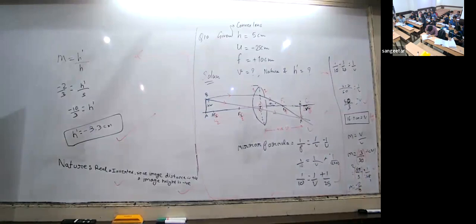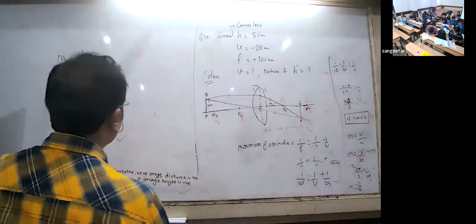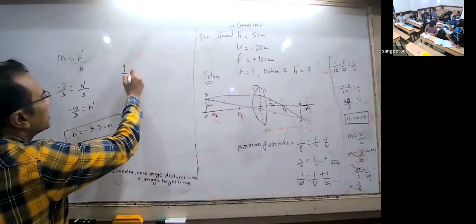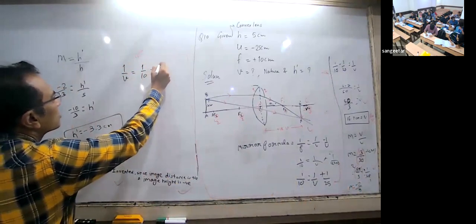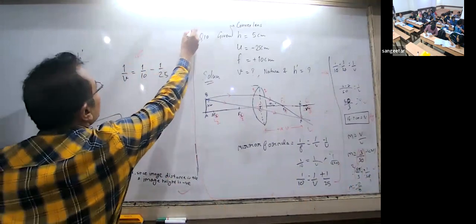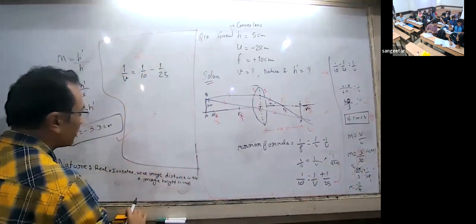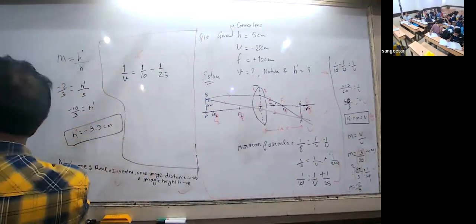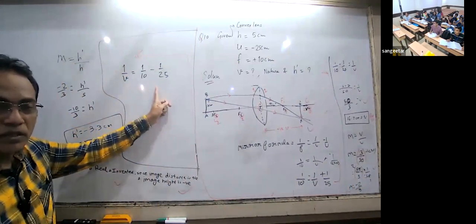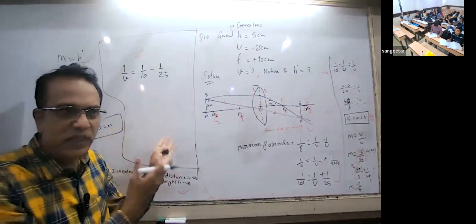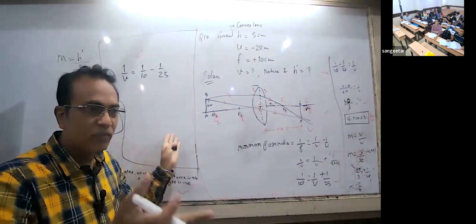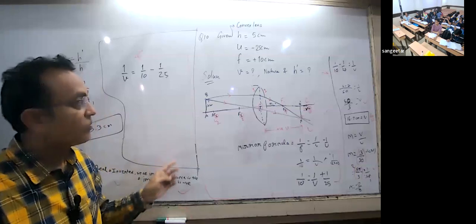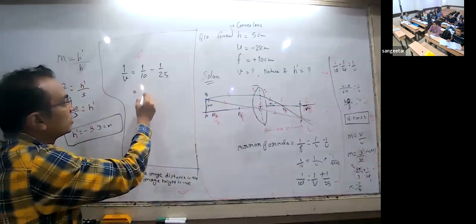This is mathematics, dear. Fraction 1 by 10 minus 1 by 25. Okay. So look here, 1 by V is equal to 1 by 10 minus 1 by 25. Don't copy this, this is something else. How to solve this fraction? That is not physics, that is mathematics. So you should ask Biju sir. How to solve this? Tell me.